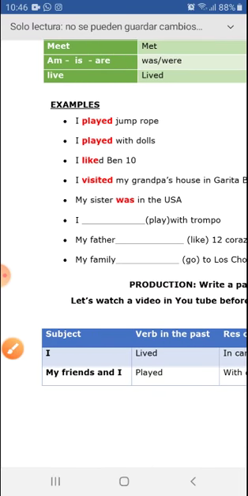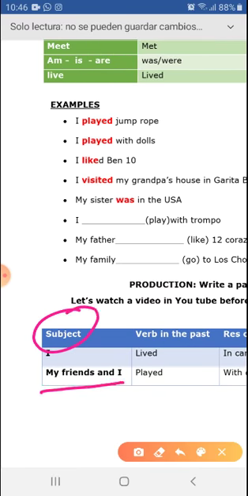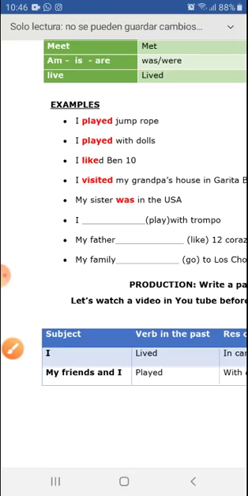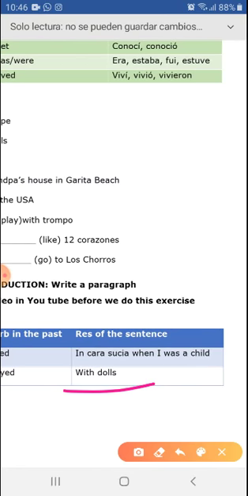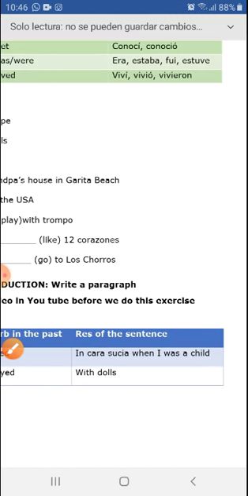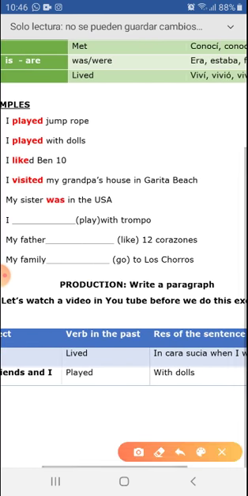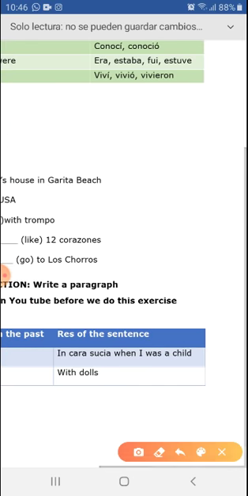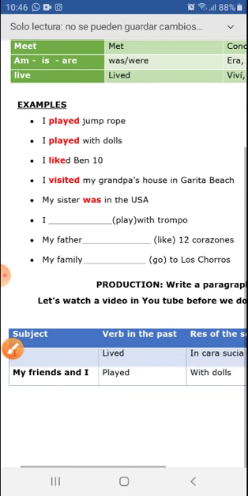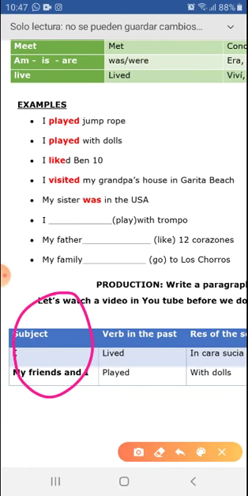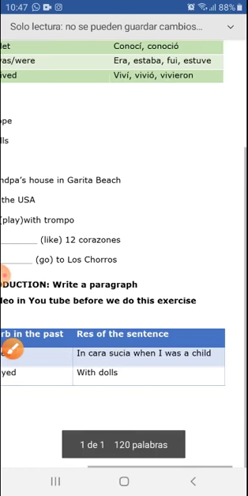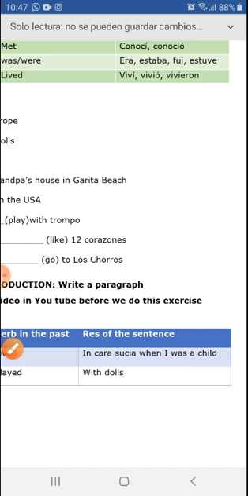Another example. The subject, el sujeto. My friends and I, mis amigos y yo, ahora the verb in the past, el verbo en el pasado, played. My friends and I played with dolls, yes? First, primero, the subject, el sujeto, then the verb in the past, and finally, the rest of the sentence, el resto de la oración, yes? The rest of the sentence. Remember, the subject, the verb in the past, and then the rest of the sentence, okay?